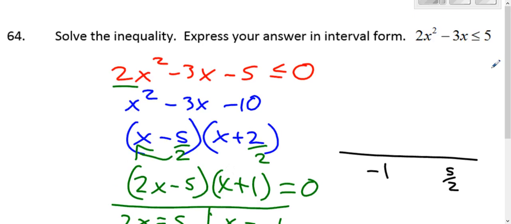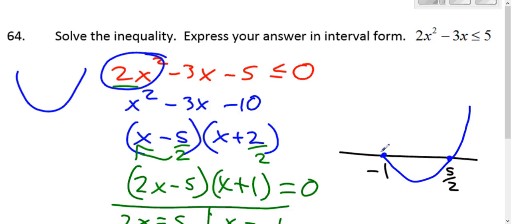Now the parabola is going to pass through those 2 points. And since it was a positive 2x squared, it's going to be a U-shaped parabola because it's positive. So it needs to pass through those 2 points and be a U shape. There's a very rough sketch of our parabola.